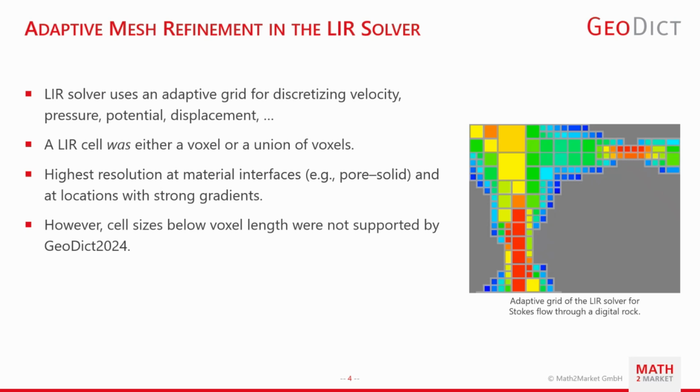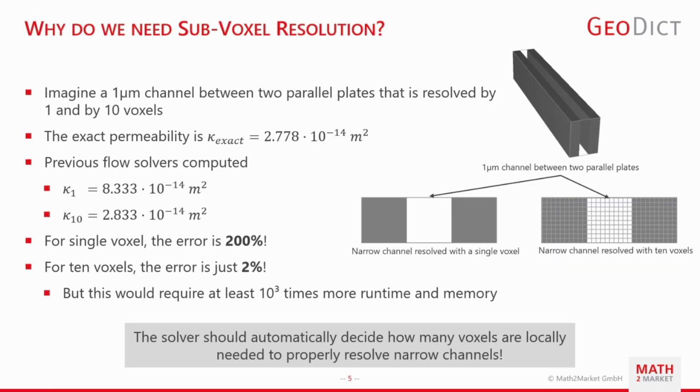Usually you have very high resolution, so you have the smallest cells at the solid interface or in places where you have strong gradients. However, it was not possible to have cells smaller than the voxel length. The only way you could do this is to rescale the structure in GeoDict and then give it to the solver. But the solver could not do it by itself. But why is such a feature important?